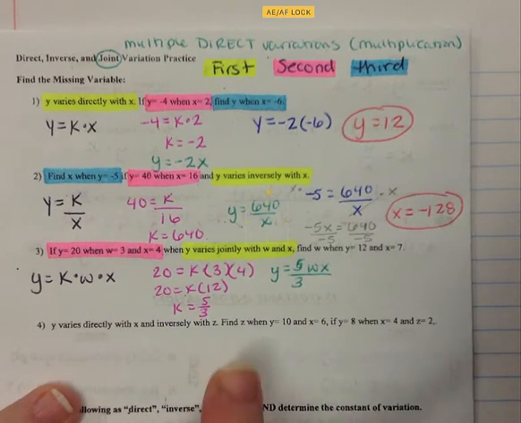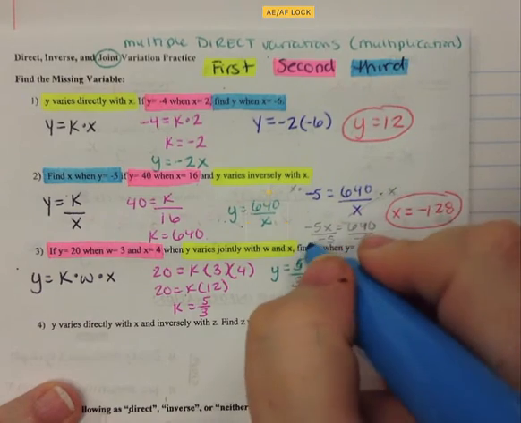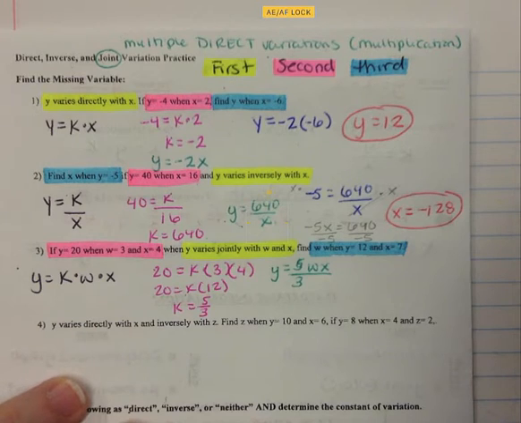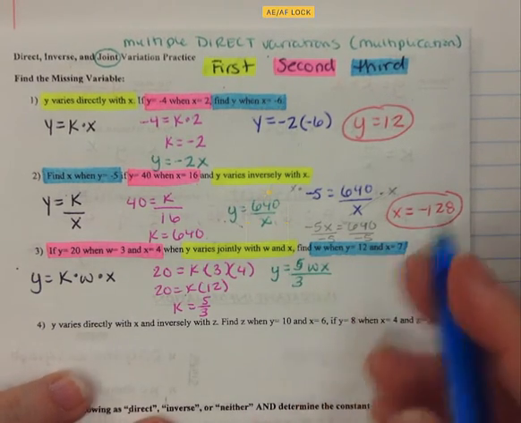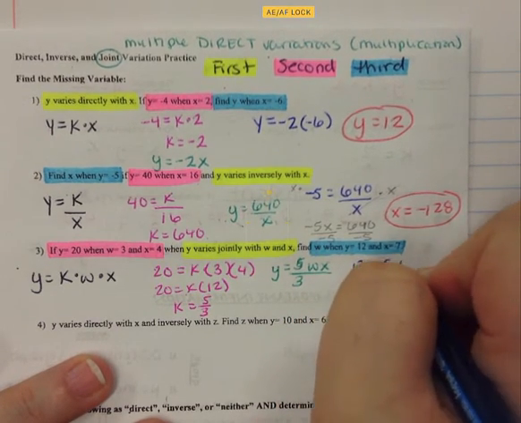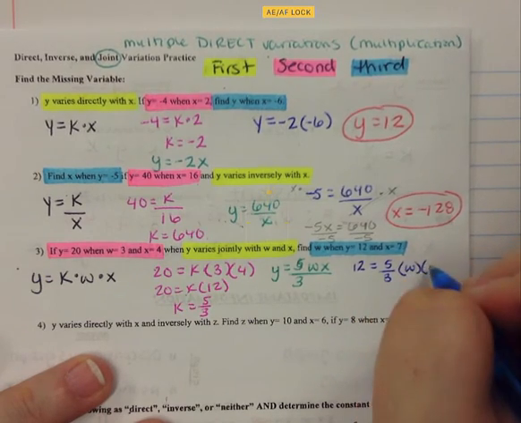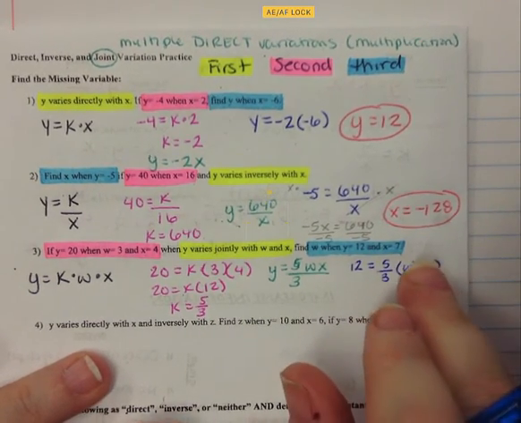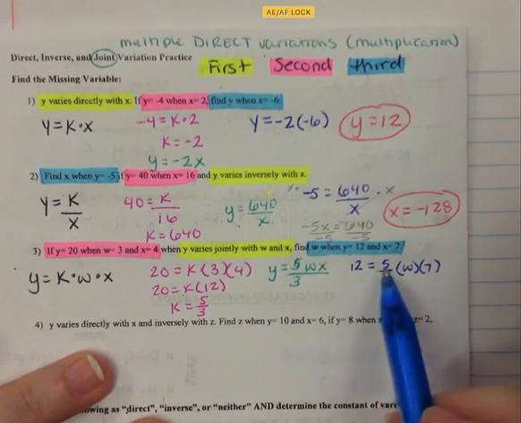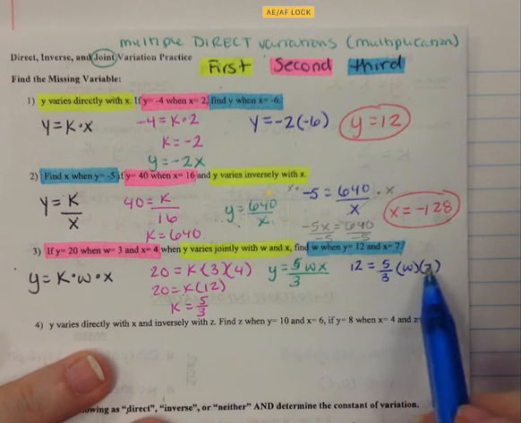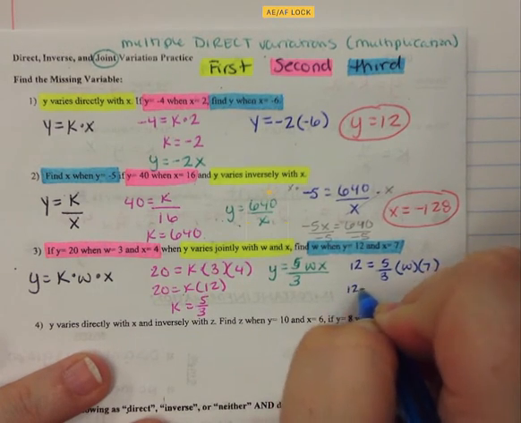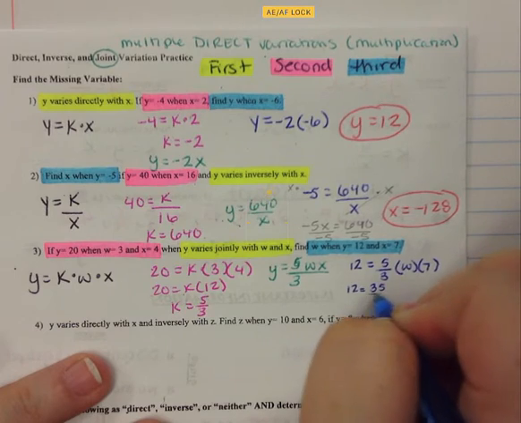So then the last part is we want to actually find w, when y is 12 and x is 7. So we have the y value as 12. So we have 12 equals 5/3 times w times x, which is 7. We can actually simplify this. This is 5/3 times 7. It doesn't matter the order that they're in. This is still 5/3 times 7. That's really 7 over 1, so that becomes 12 equals 35 over 3w.